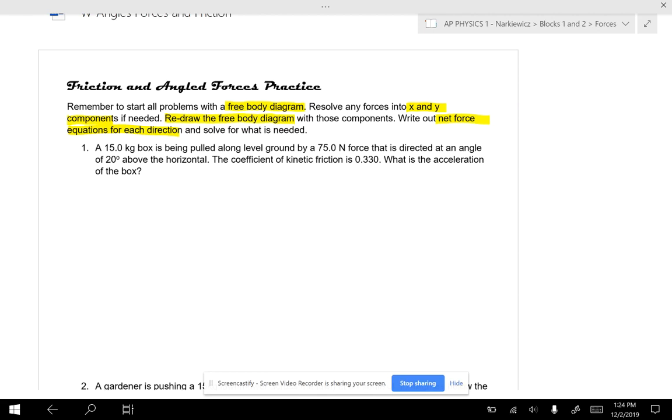Okay. So in this first question, we have a 15 kilogram box being pulled across level ground by a 75 Newton force directed at an angle of 20 degrees above the horizontal. The coefficient of friction is 0.3.